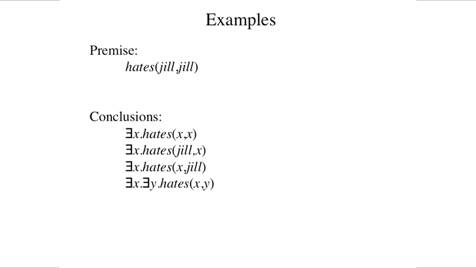There exists an x hates xx. We can also infer that there is someone Jill hates. That is, there exists an x hates Jill x. And there is someone who hates Jill. There exists an x hates x Jill. And by two applications of existential introduction, we can infer that someone hates someone. That is, there exists an x, there exists a y such that hates xy.